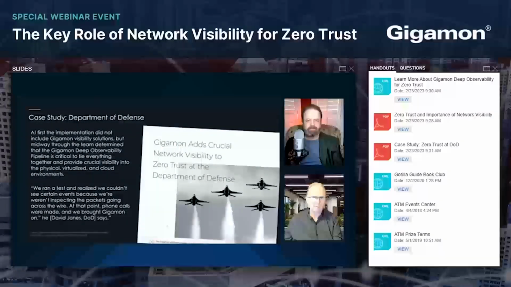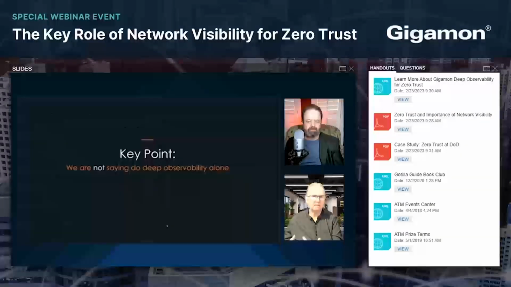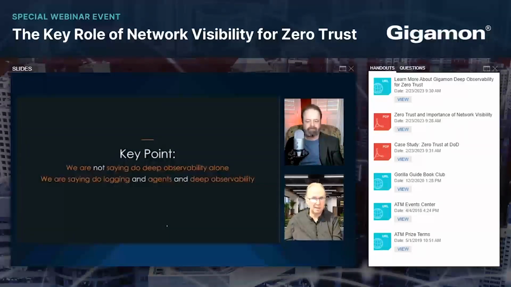But one final thought before closing. I don't want to leave you with the impression that we are saying just do deep observability, just build a DAN. That's unrealistic. What we're actually saying is that multiple approaches will always be needed. A DAN is an incredibly powerful one, and I would suggest you start with that. Not saying don't do logging, not saying don't do agents. Absolutely do them. Zero Trust will always be a multi-vendor, multi-approach solution. But don't forget the network. The network is essential to a Zero Trust infrastructure.